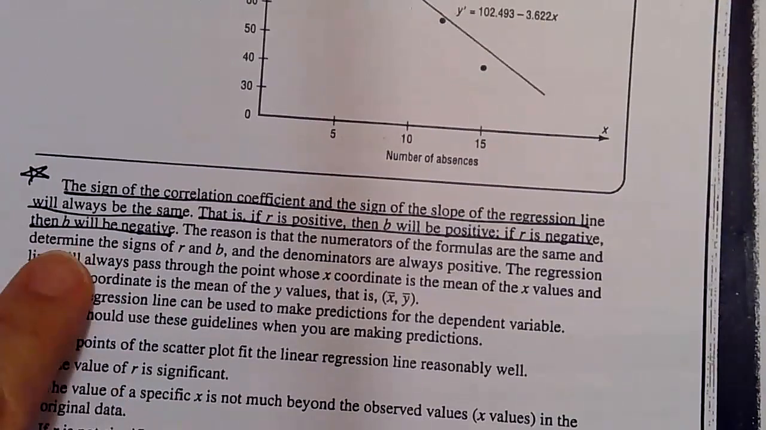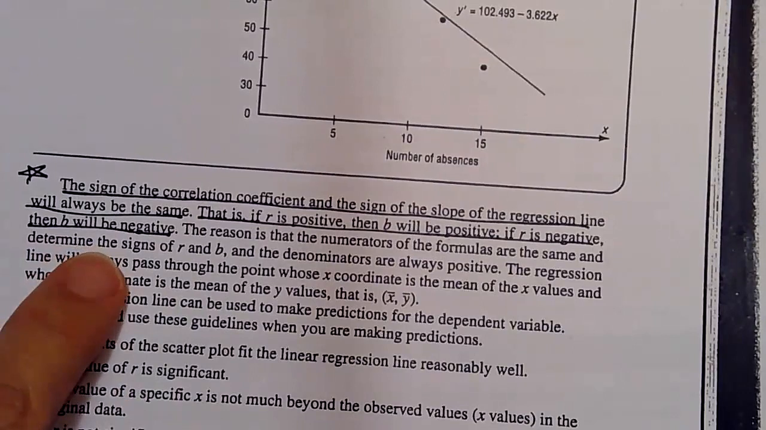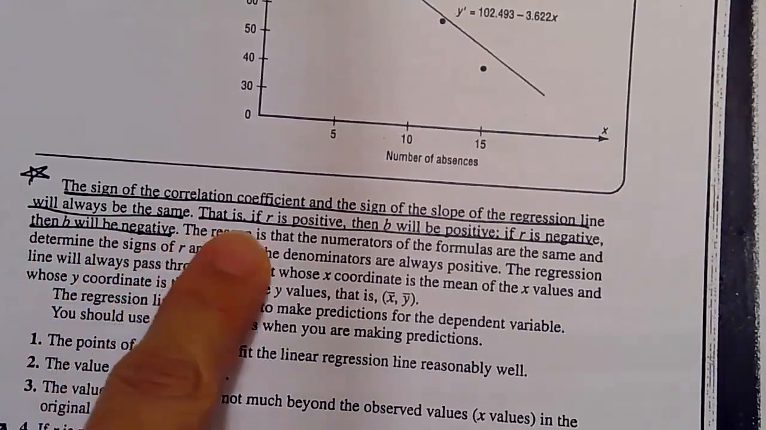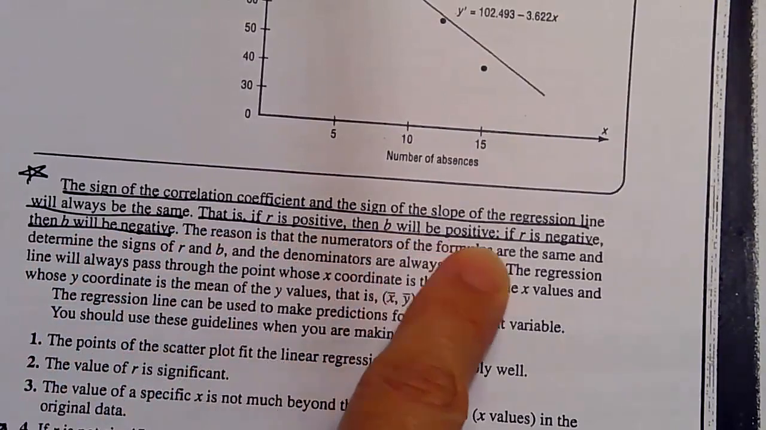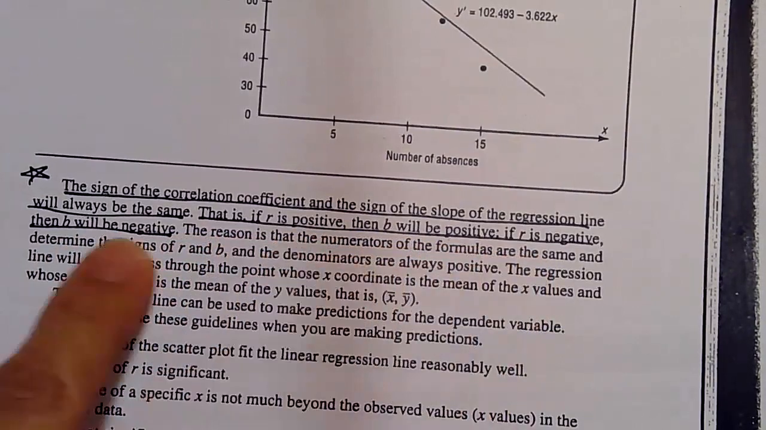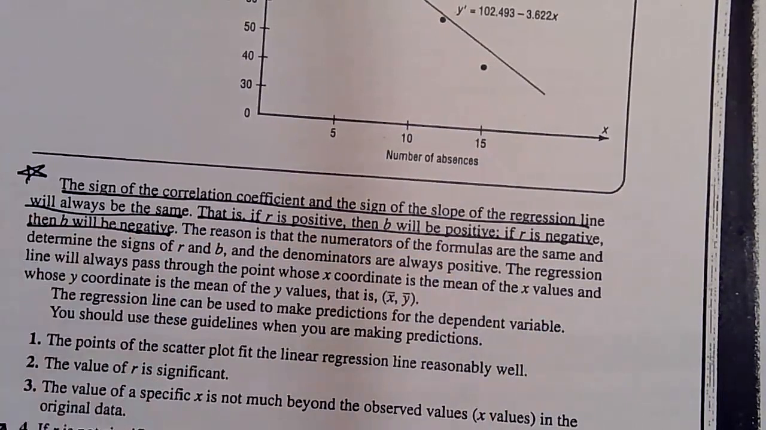The sign of the correlation coefficient and the sign of the slope of the regression line will always match. If r is positive, then b will be positive. If r is negative, then b will be negative. So that's how you can kind of check your equation, make sure you don't have a sign error.